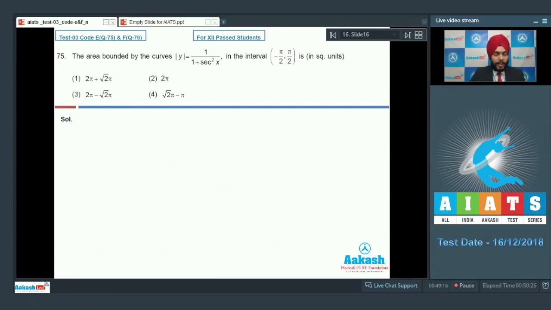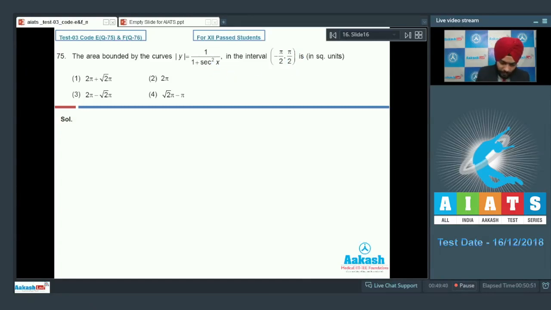Again, based on area under curve, the area bounded by the curve mod y equal to 1 upon 1 plus secant square x in the interval minus pi by 2 to pi by 2 is. Students, pay attention. So secant square x plus 1 is a quantity which is always greater than or equal to 2. 1 upon this is always less than 1 by 2 in the interval minus pi by 2 to pi by 2. Obviously, this quantity is always positive.